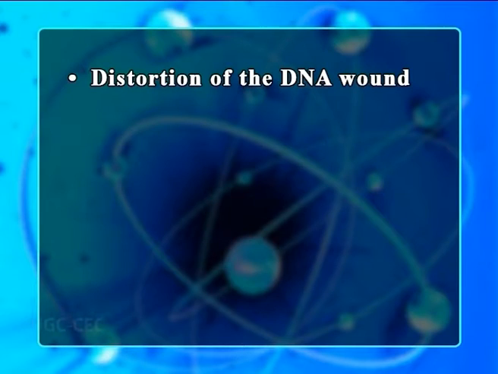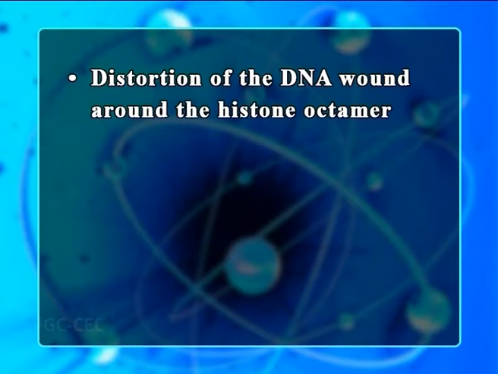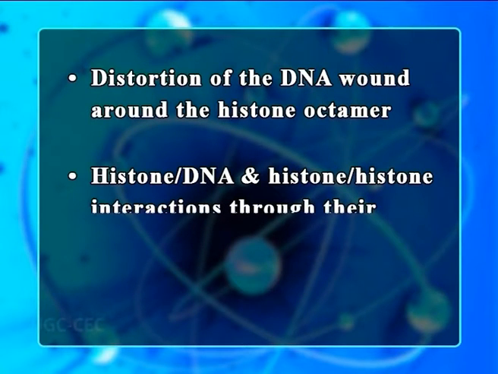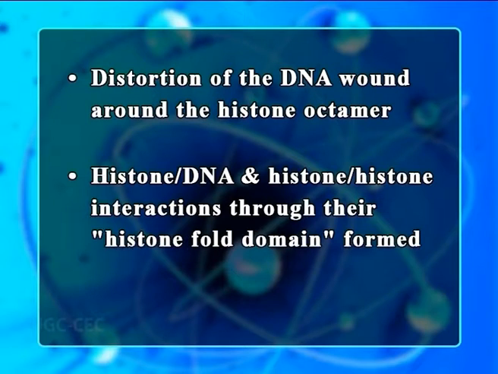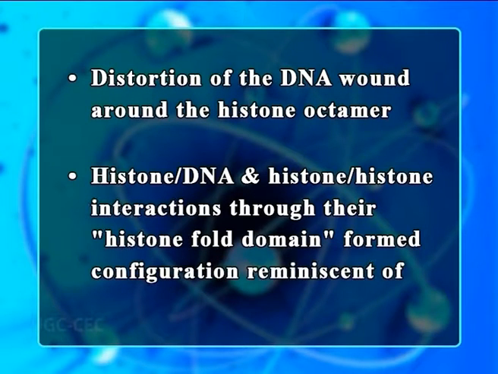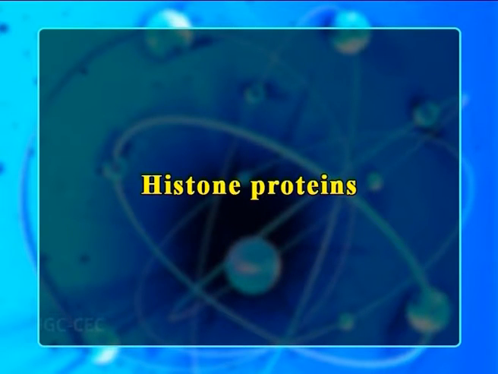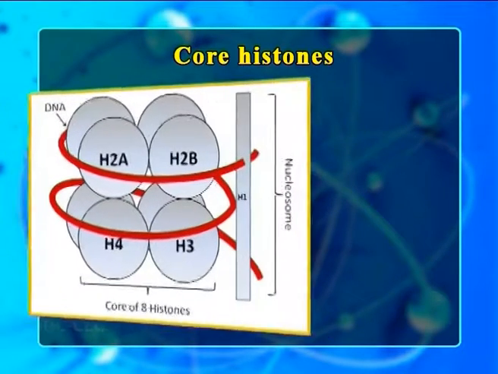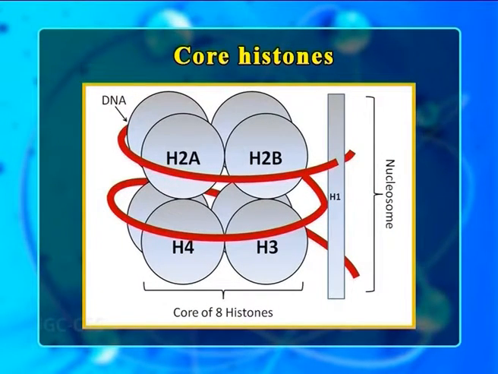Analysis revealed firstly the distortion of the DNA wound around the histone octamer, and secondly that the histone to DNA and histone to histone interactions through their histone fold domain formed a configuration reminiscent of a handshake. Let's first discuss histone proteins. Core histones. The core histones include H3, H4, H2A and H2B.